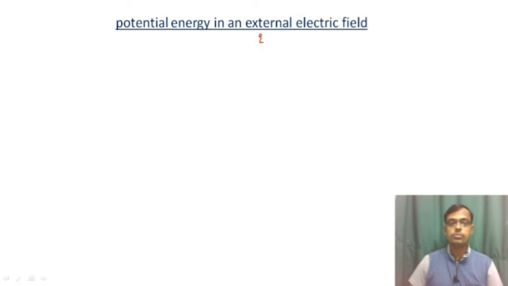Now you are going to bring this charge to a position or to a point, say the point P. What is the peculiarity of this position P? This is placed in an external electric field. That means there already exists an external electric field.